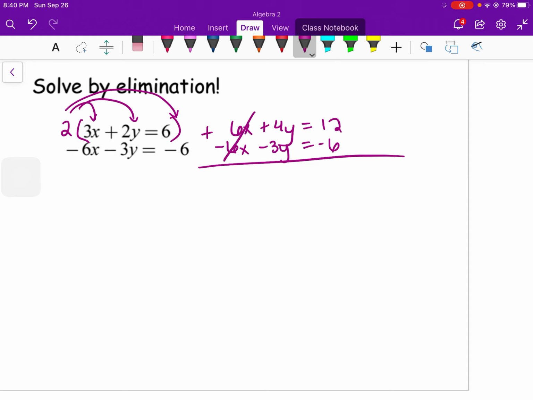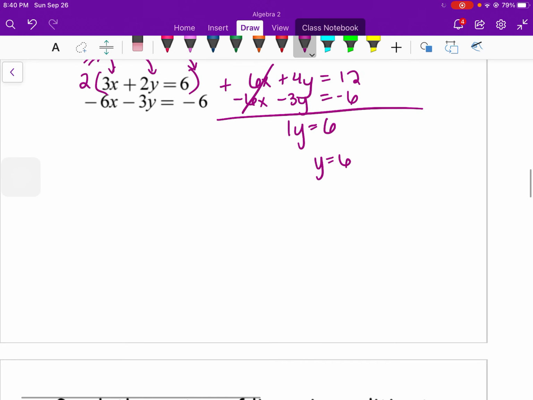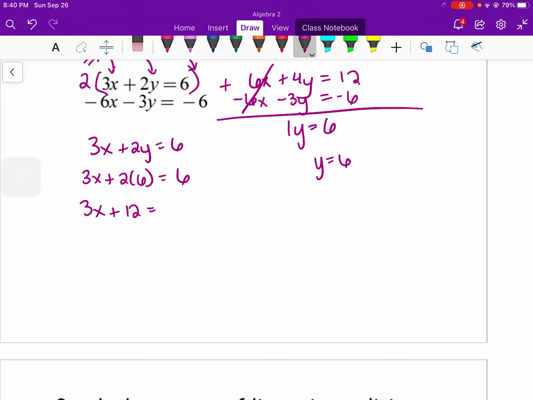And then you add them together, so now my x's are eliminated, and I get 4y plus negative 3y is 1y. 12 plus negative 6 is 6, so I get y equals 6. Plug it back in, though. So I'm going to use the top equation, 3x plus 2y equals 6. Plugging in y equals 6 would be 3x plus 2 times 6 equals 6. So 3x plus 12 equals 6.